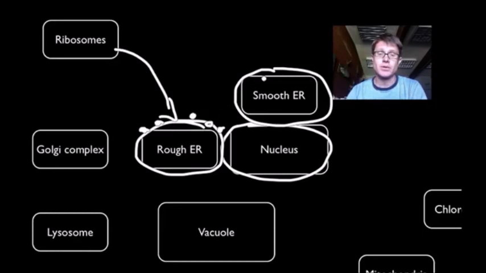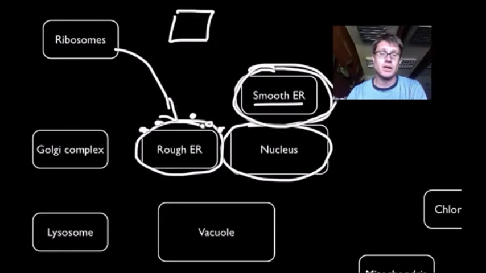Before we keep going with the rough ER, the smooth ER is really responsible for making lipids. It's also responsible for breakdown of toxins, but it's going to make lipids, and remember, almost all the parts of the cell are made up of lipids. So smooth ER is super important. Some of the ribosomes float around out here, but some of them are found right on the rough ER, and they're going to make proteins.